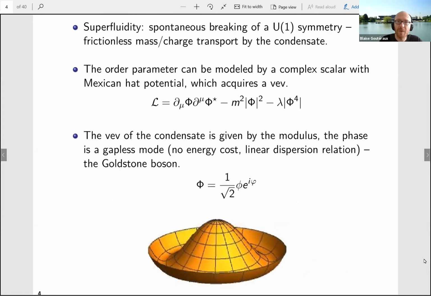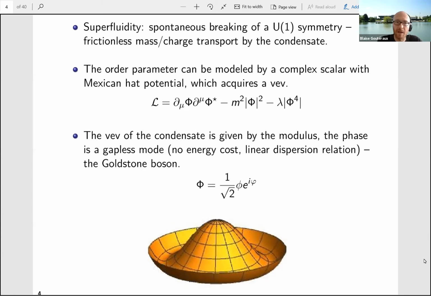All right, so let's start with the basics. What is superfluidity? Superfluidity arises when we spontaneously break a U(1) symmetry. It takes its name because a condensate forms, and this condensate can transport mass and charge without friction, so without any dissipation, hence the name superfluidity.